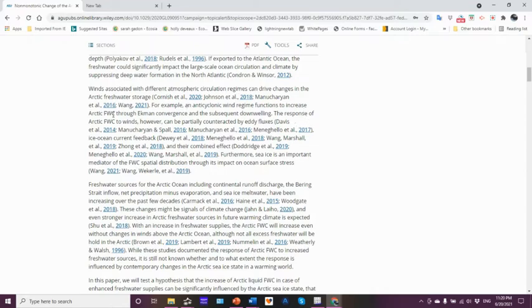The response of the Arctic freshwater content to winds, however, can be partially counteracted by eddy fluxes, basically changes in surface flows, little gyres that pinch off the main flow, that kind of situation. Sea ice is an important mediator of the freshwater content spatial distribution through its impact on ocean surface stress.